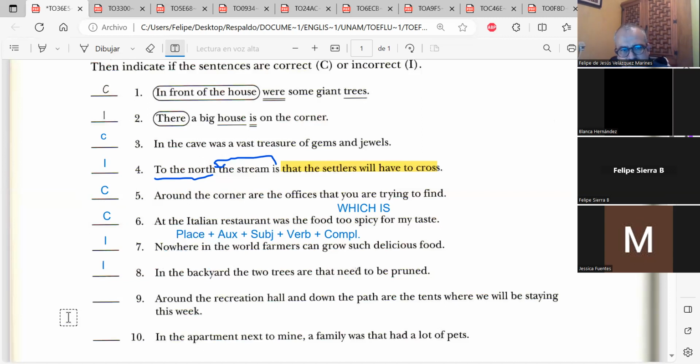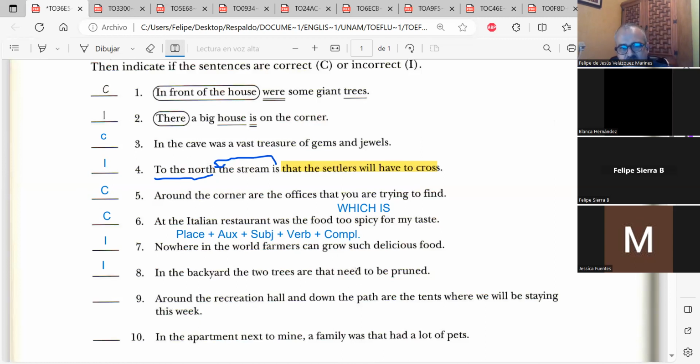Okay, Felipe. Around the recreation hall and down the path are the tents where we will be staying this week. Well, if we say around the recreation hall and down, comma, the path, no, it's place and place. So you have to say around the recreation hall and down the path. So it's like here and here and there.